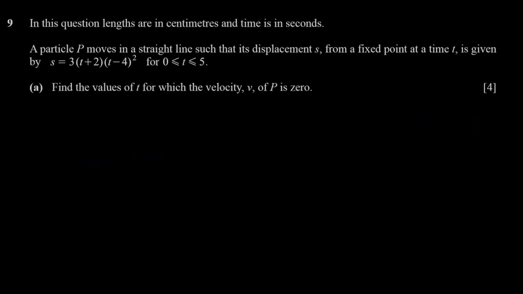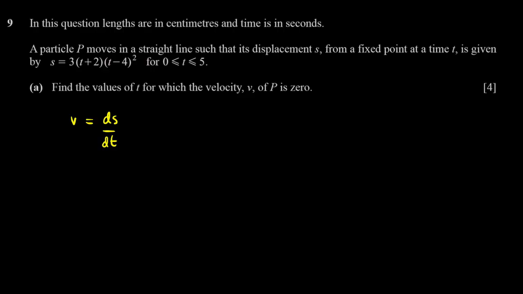Okay, so here we are in question 9, which is a kinematic style of question. A particle P moves in a straight line such that its displacement from a fixed point at time t is given by this expression here. And we want to find the values of t for which the velocity is 0. Well, how is velocity defined? Velocity is defined as the rate of change of displacement with respect to time. It's ds/dt. So what we really need to do is differentiate this thing here.